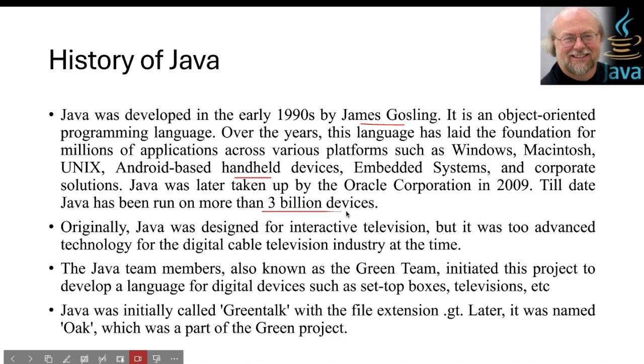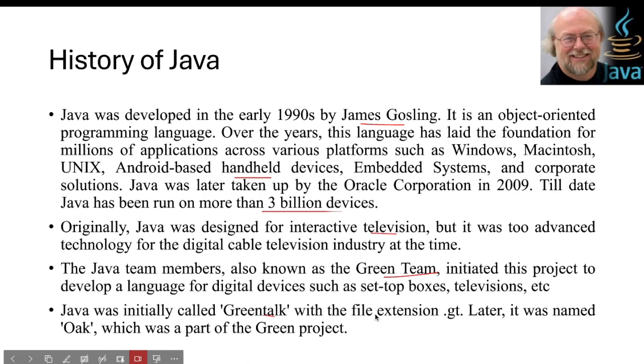Originally, Java was designed for interactive television. The history of Java is very interesting, but it was too advanced a technology for the digital cable television industry at the time in the 1990s. So the Java team members, also known as the Green Team, please note it, Green Team, initiated this project to develop a language for digital devices such as set-top boxes, televisions, and the like. Java was initially called Green Talk, in Green Team, with the file extension .gt.